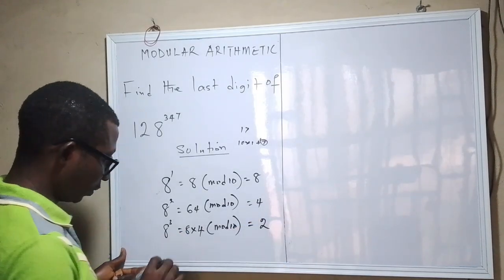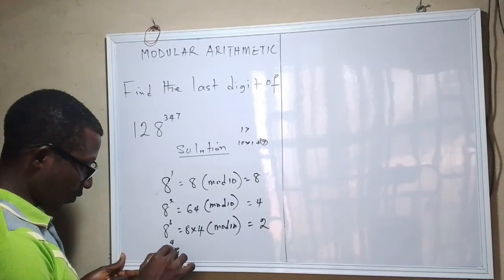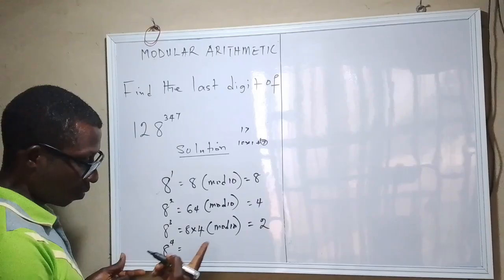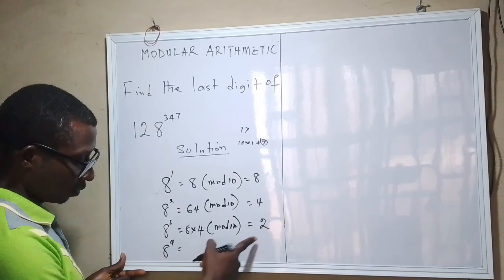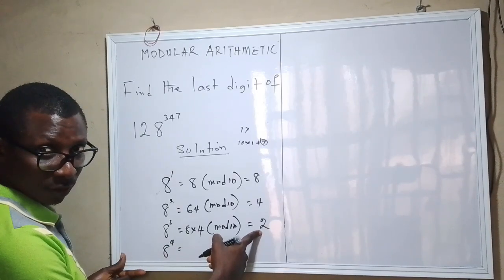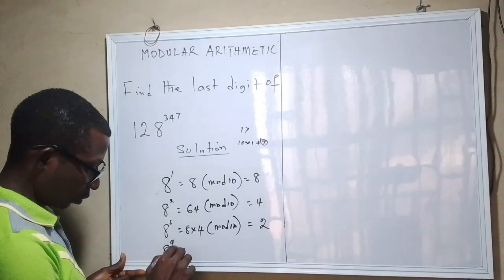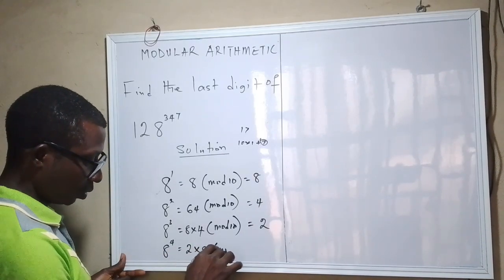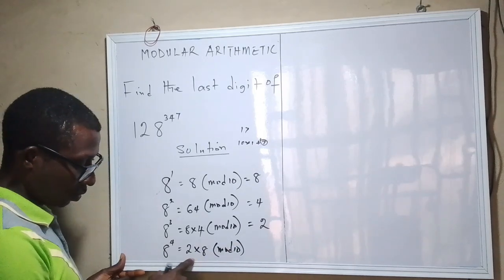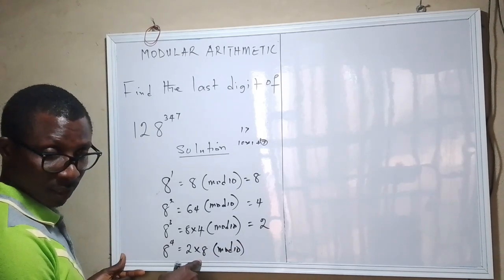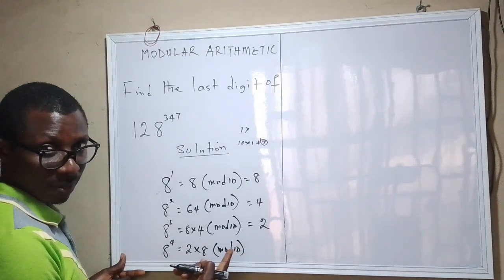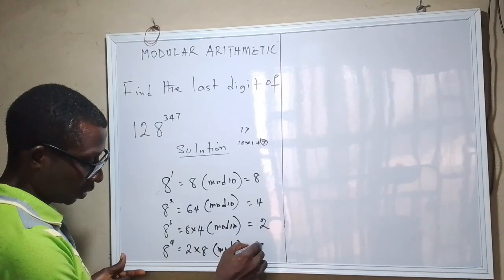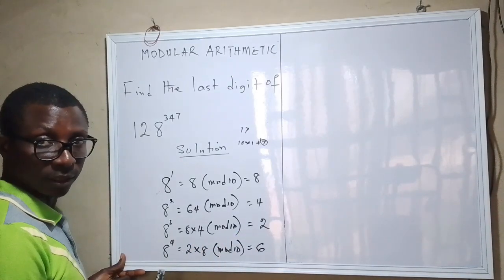So we have this. The next one is raised to the power of 4. So that's going to be a big number as well. So now what do you do? You have 8 raised to the power of 3 times 8. That's 2 times 8 in mod 10. This one is going to give you 16. Now 16 divided by 10, we have 1, remainder 6. So 6 is going to be the last digit.